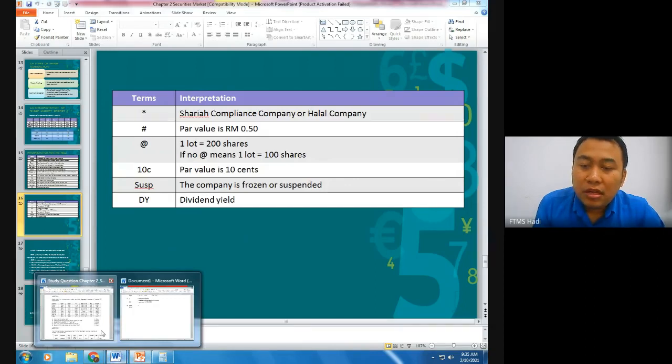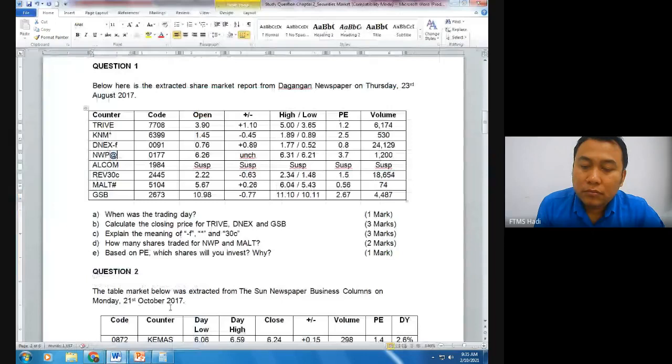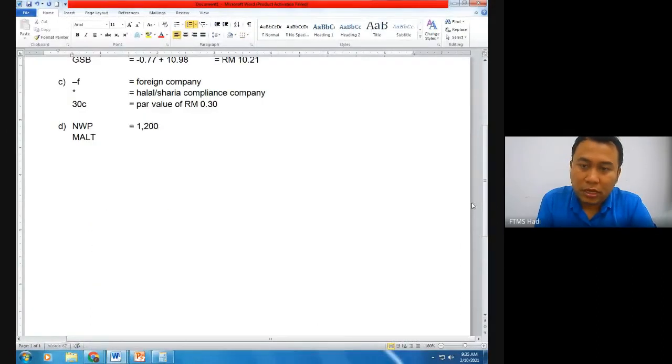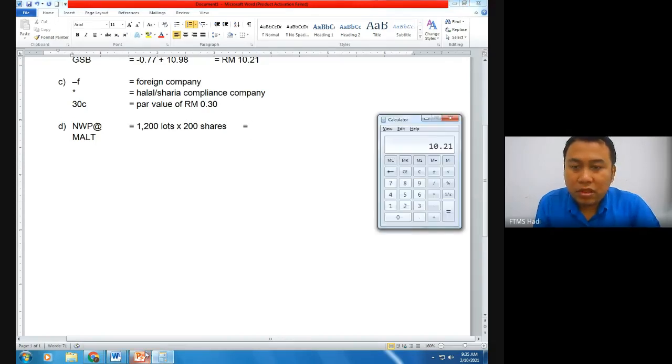So therefore, your NWP, the volume here is 1,200 lots multiplied by 200 shares. This is because they have an A sign. So if you press calculator, 1,200 multiplied by 200.